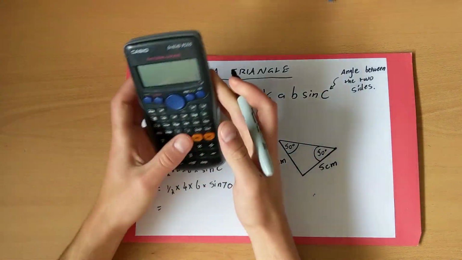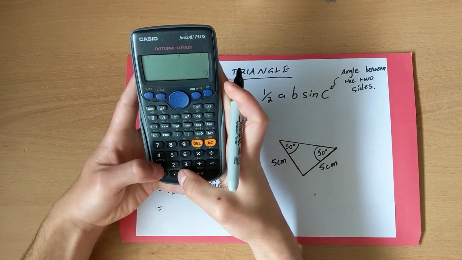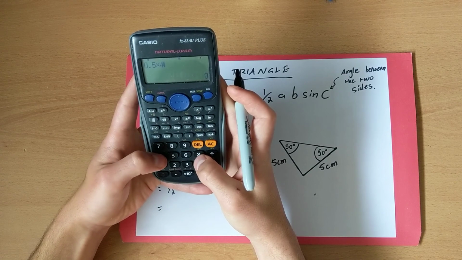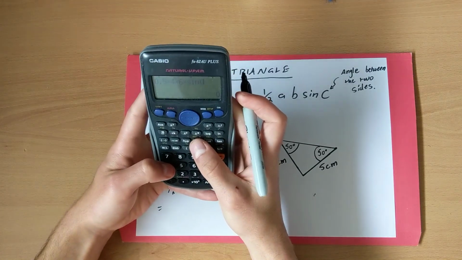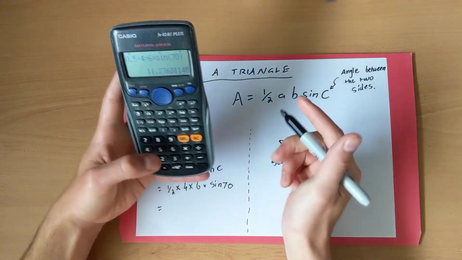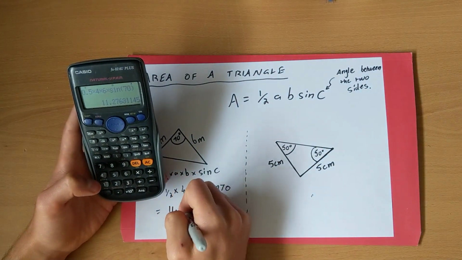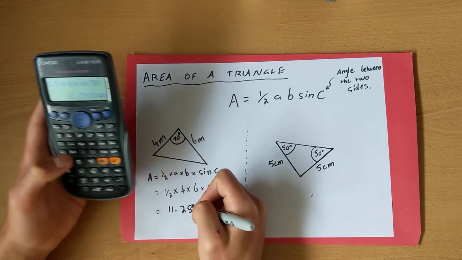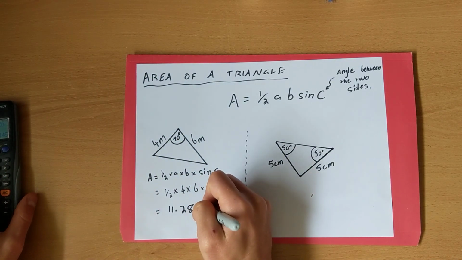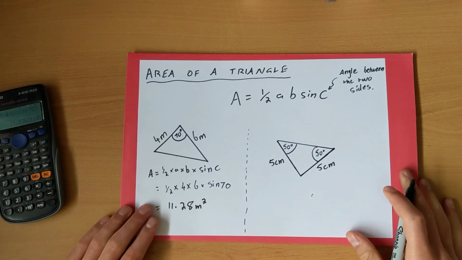So I'm going to put that in. Half, so 0.5 times 4 times 6 times sine of 70. And I get that my answer is 11.28. And that needs units, of course, which in this case is meters squared.